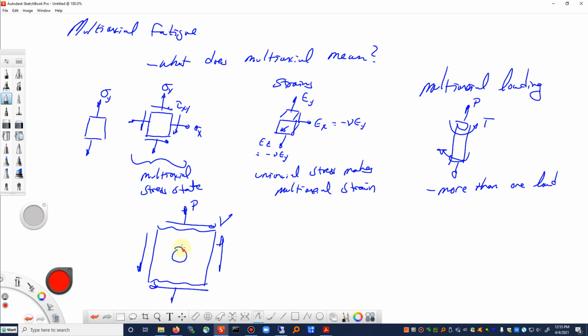But if we were to look at this, we would have a theta stress that is tangential to the surface of that circle, and that would be non-zero. But that's still a uniaxial stress state. So we have to be careful and specific and have an understanding of what someone means when they say they're looking at multiaxial loading.